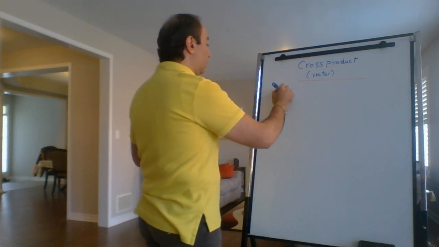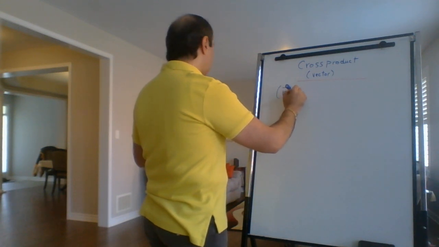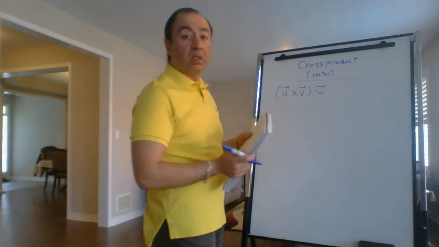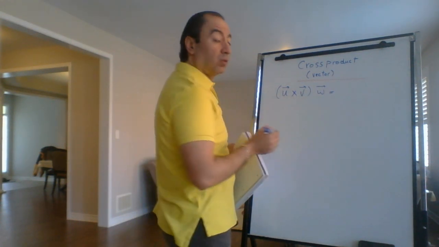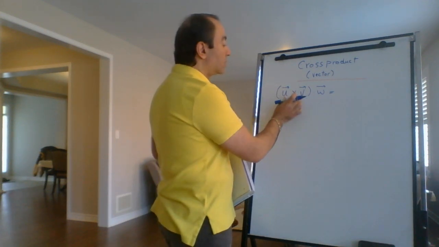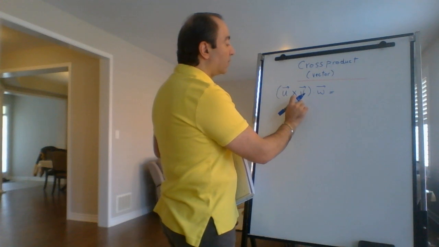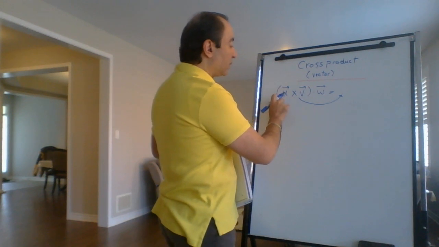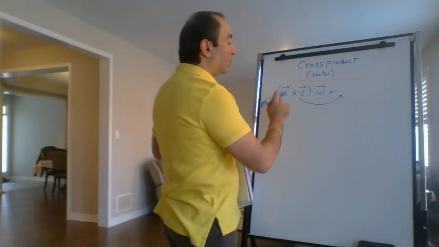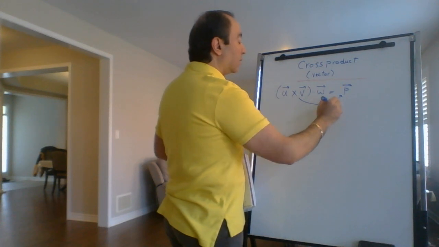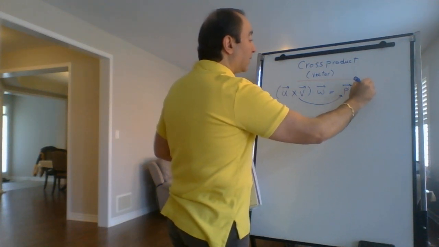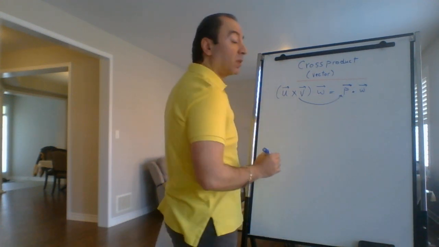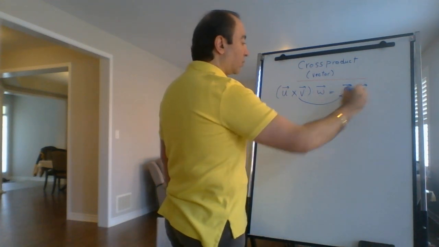So if we have vector u cross product vector v dot w, is this an okay operation or no? We can do that? Yes, we can, because the cross product will give me a vector. Let's say the cross product here will give me a vector, perpendicular to both u and v, so let's call it vector p. And I can do p dot w because the dot product is an operation that I can perform with two vectors. So this is okay.